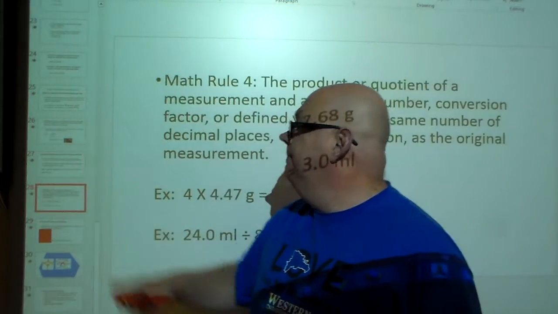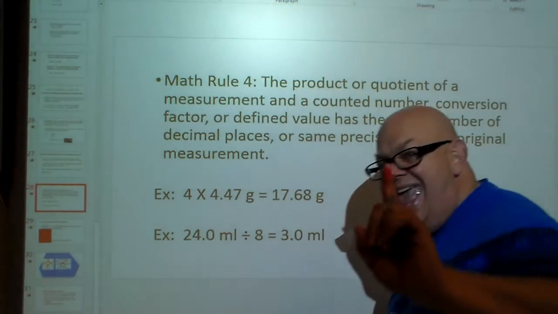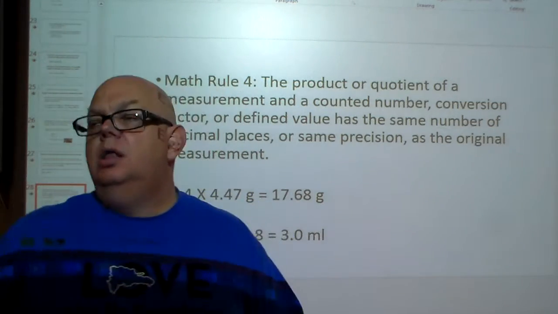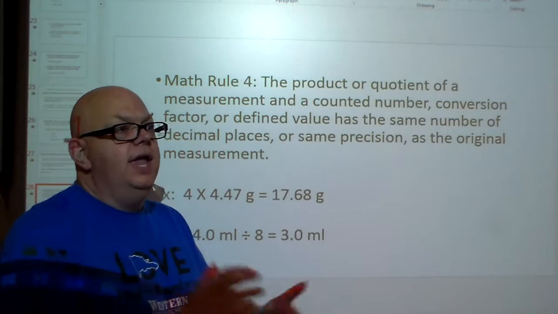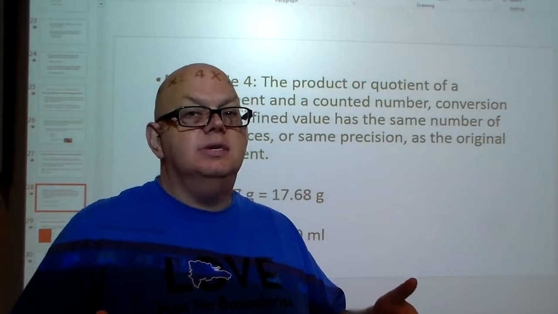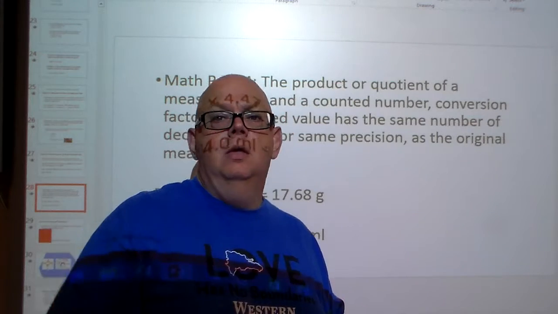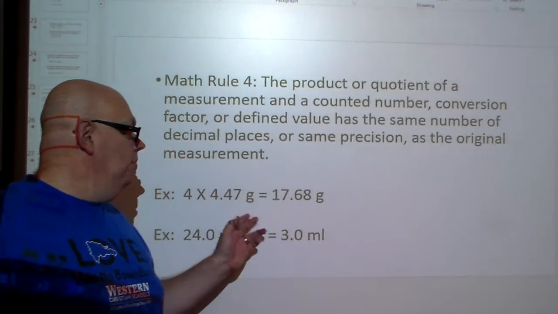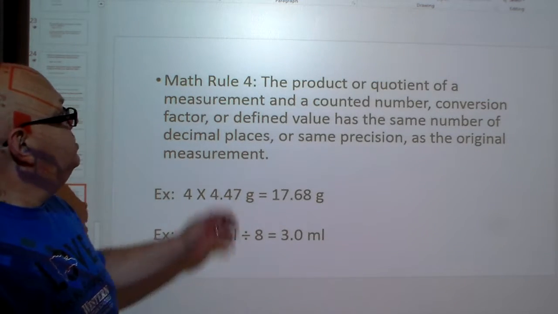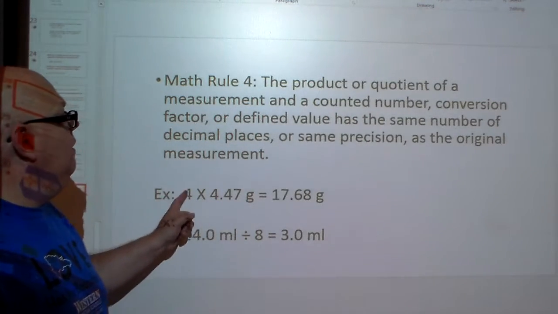Math rule number 4: the product or quotient of a measurement and a counted number. Well, wait, what do you mean by a counted number? Well, let's say I was measuring something, I weighed 4 marbles, they all happen to be the exact same mass, and so my counted number is 4 times the mass of each marble, and I got 17.68 grams. So the product or quotient of a measurement and a counted number, that's our counted number here.